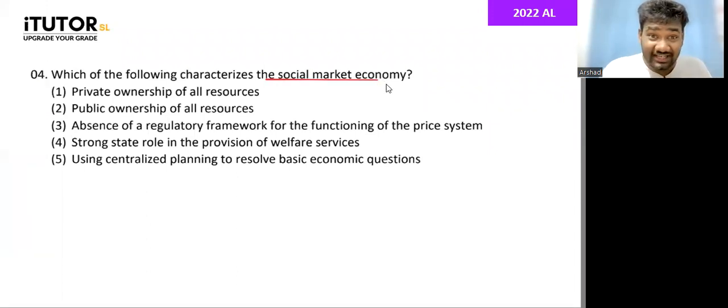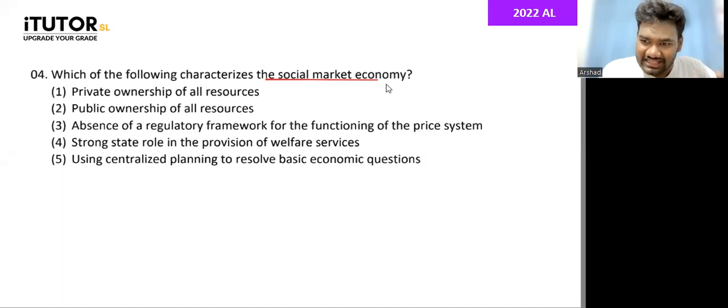Remember, what is a social market economy? A social market economy is very similar to a market economy, but what happens? Government will intervene to promote social welfare, or social justice. Government will intervene and do what? They will provide, let's say, pensions. They will provide samurdhi benefits. They will charge taxes and give it to the poor. They will provide unemployment benefits. They'll protect human rights.